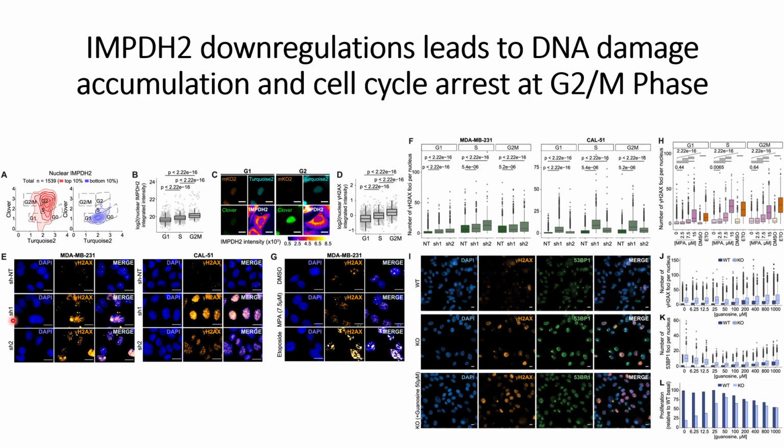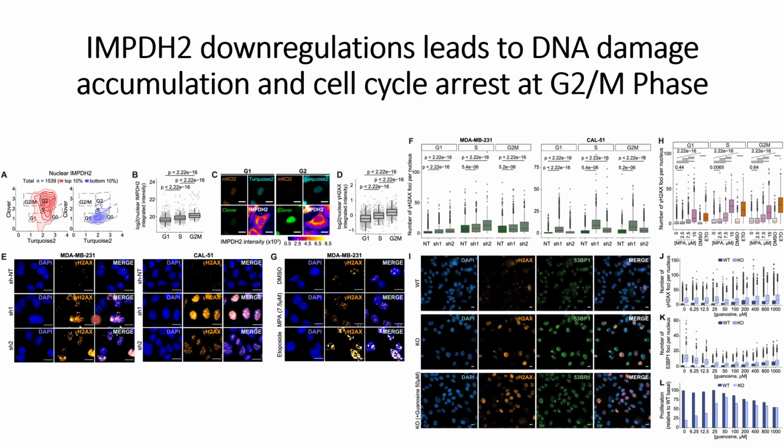So what they did is they knocked down, they silenced IMPDH2 using silencing RNA. What they have found out is there is an increase in the signals of the markers for the DNA damage, that is H2AX, for both the cases compared to the control case. These things they have observed for MDA-MB-231, that is triple negative breast cancer cells, and Cal51, another breast cancer cell line. Similar results are observed.